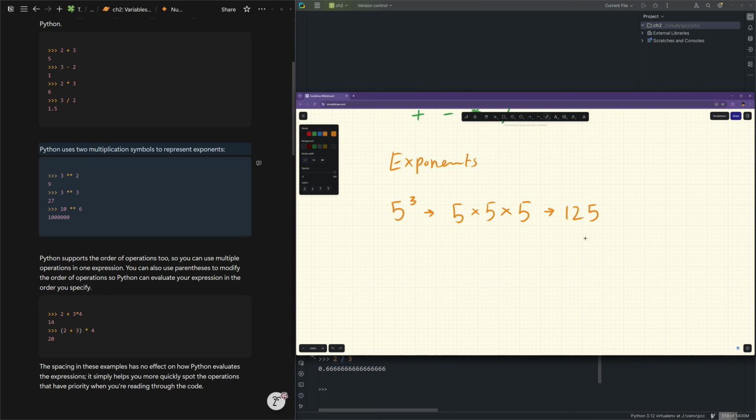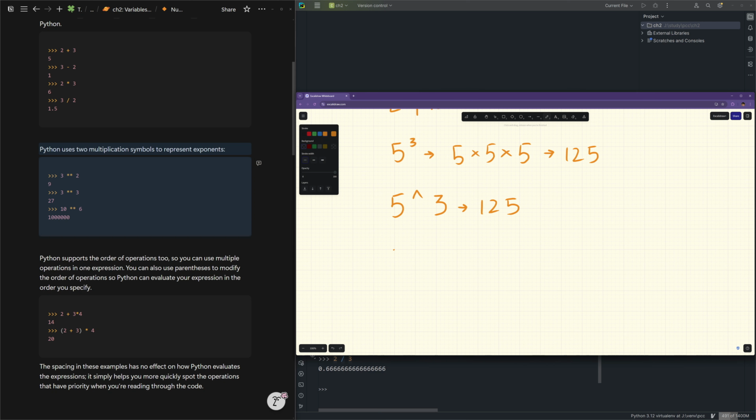And if you have used a calculator, you might know that in order to do the same thing inside a calculator, we use the caret symbol. We call it caret. We type 5, and then we type 3. This is what you would see on a calculator display, and that would give you the same result, 125.